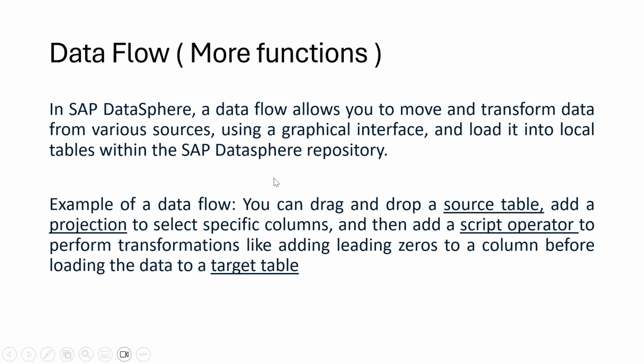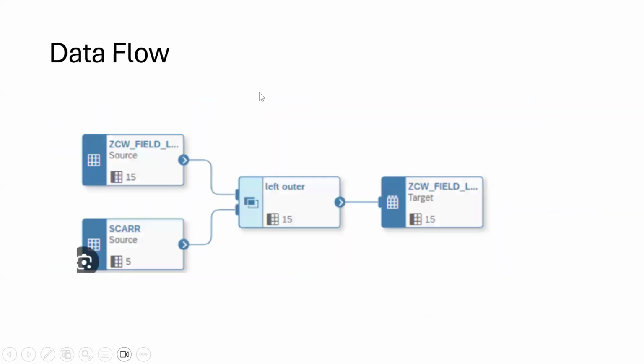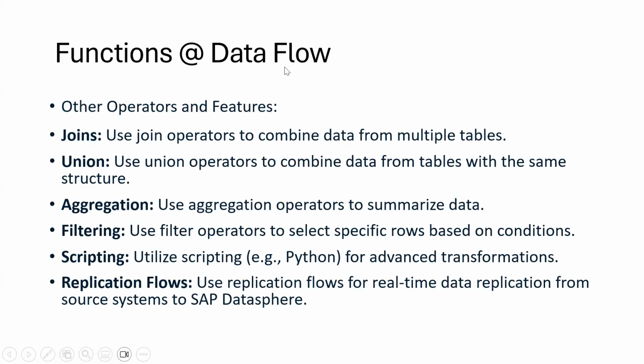Fine. Next is the data flow. The data flow is the same as your graphical view. You do a join and give the output into the target table. Fifteen plus 5, total 20 columns. Here you do a left outer join, but 5 are common columns, so that's why you can't see 20 here. The system itself drops the common columns, and I can keep all my 15 columns in my target table, the output table.